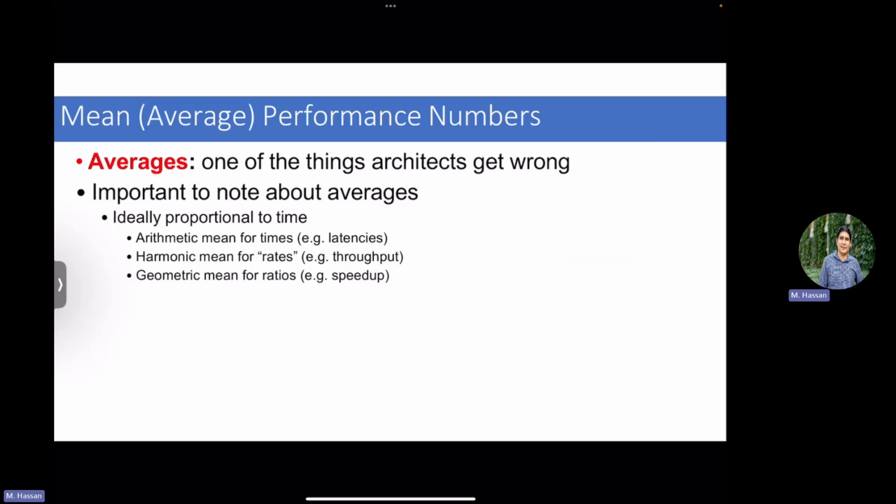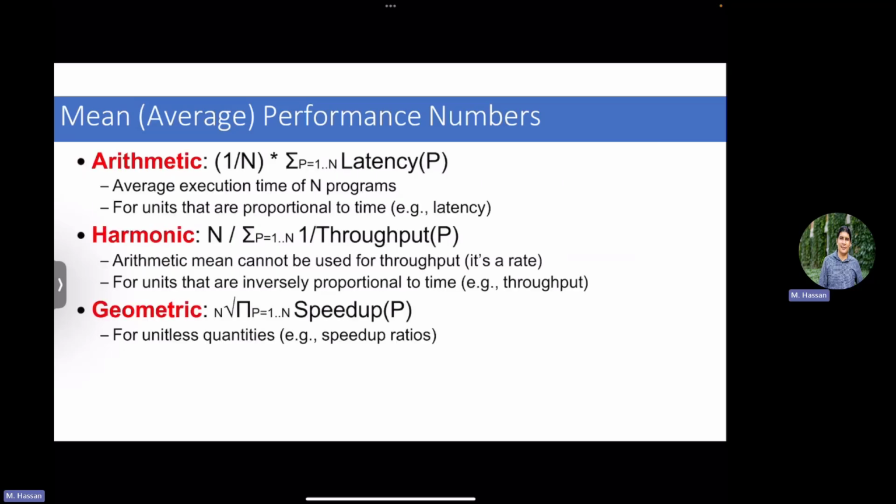But if you want to average over rates, something like throughput, or over a speedup, like comparing one machine to another, the normal mean will not really work, right? Because you cannot have an average of ratios using the normal mean. So you use either the harmonic mean or the geometric mean. Okay? And again, I wouldn't stress this point much because there are a lot of details that we don't care about.